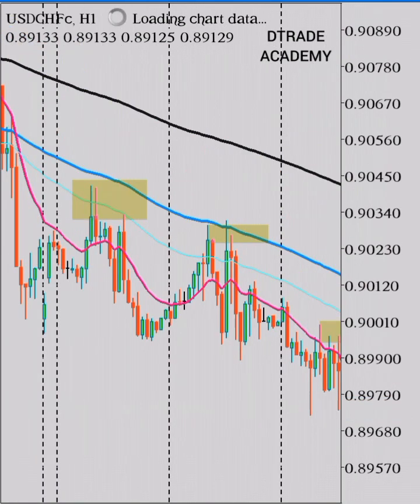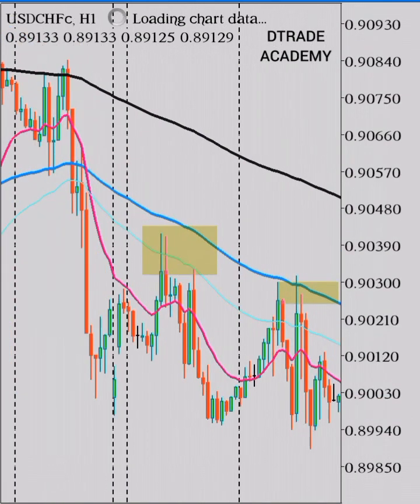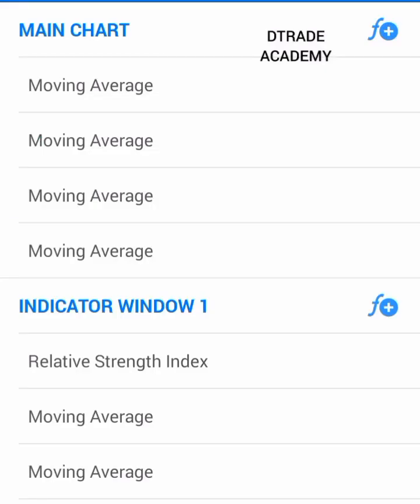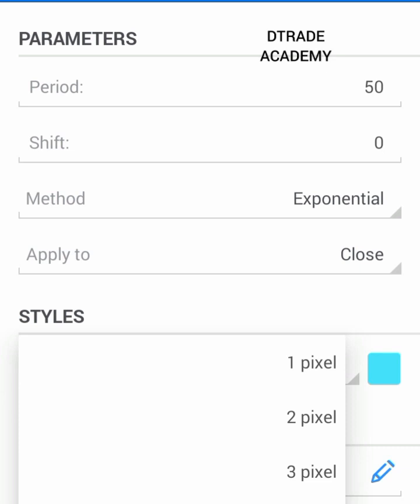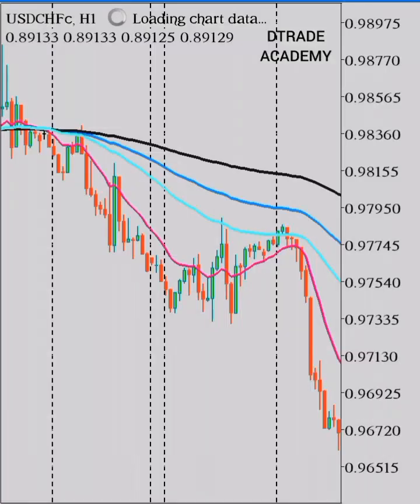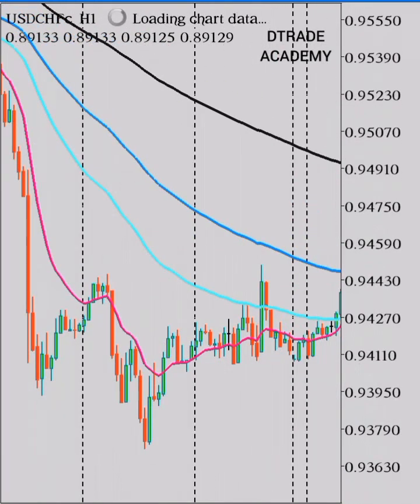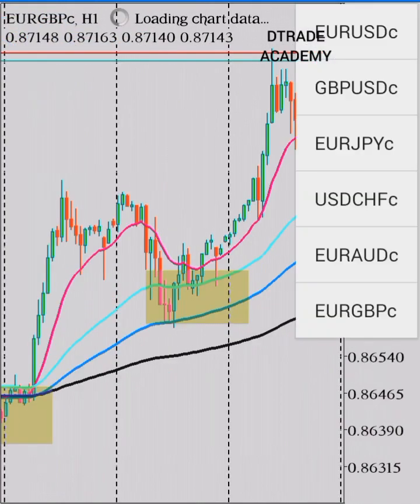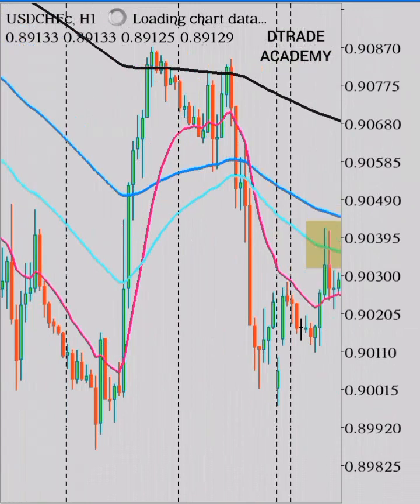So now let's begin. But before I begin, I want everyone to know that there is a moving average here. Let me make it a little bit sharper. So that moving average is the 50 EMA. So this is it.